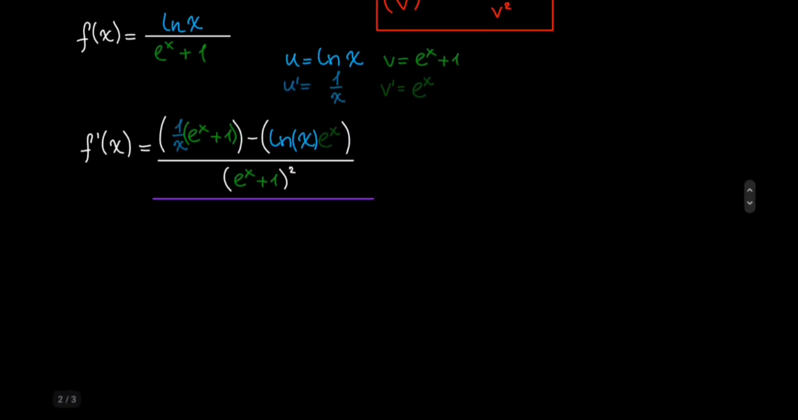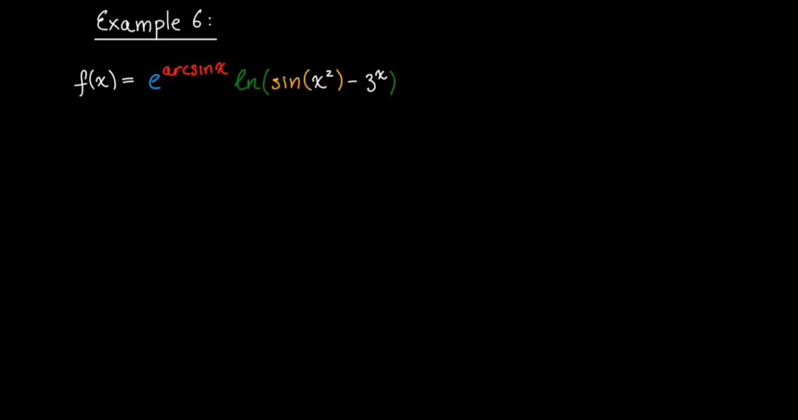Now, leaving the best for last, let's move on to the final example, number 6. Here, for the final example, we're given the function f of x equals e to the power of arcsine x times the natural log of sine x squared minus 3 to the power of x. This is a complex function. First, we do have to use the product rule since we have the multiplication of two different functions.